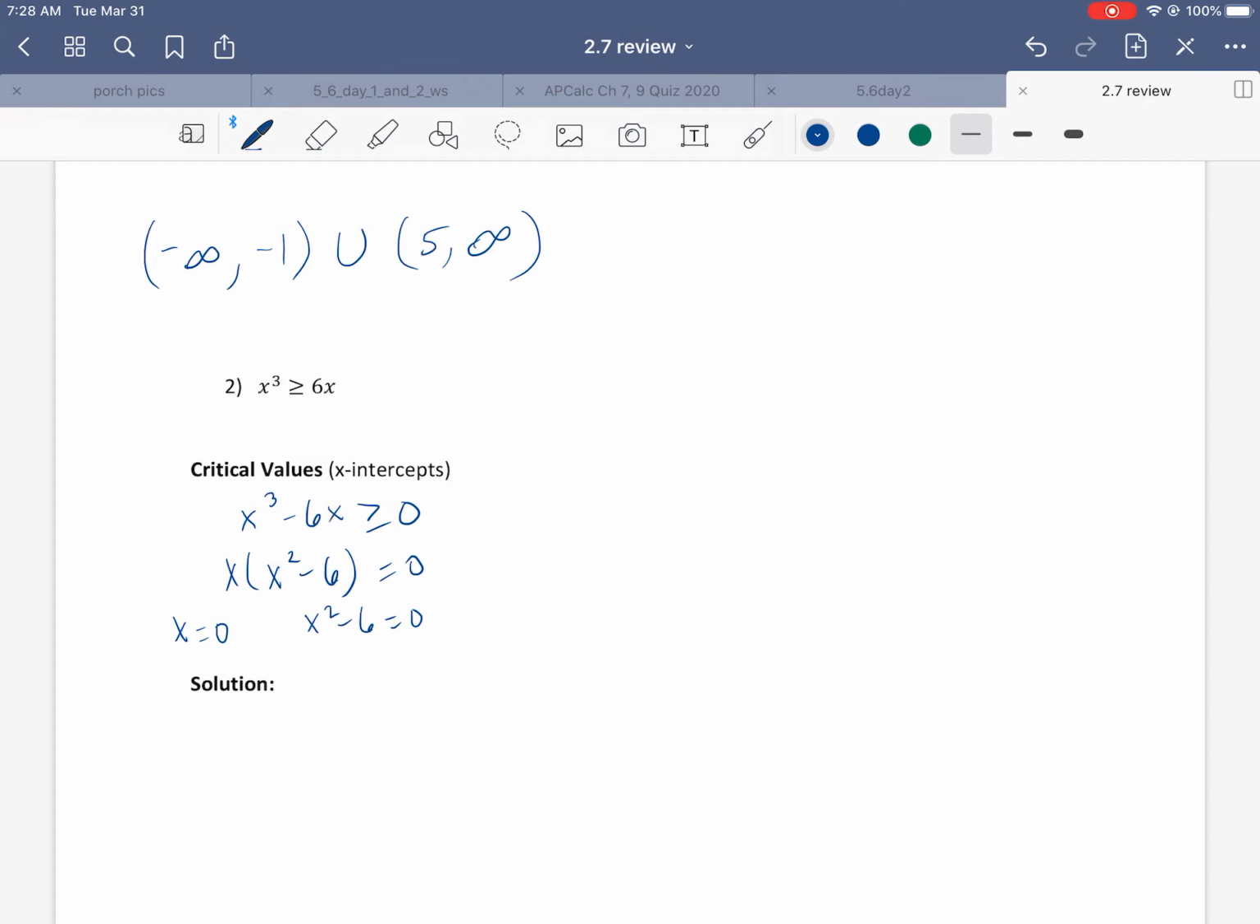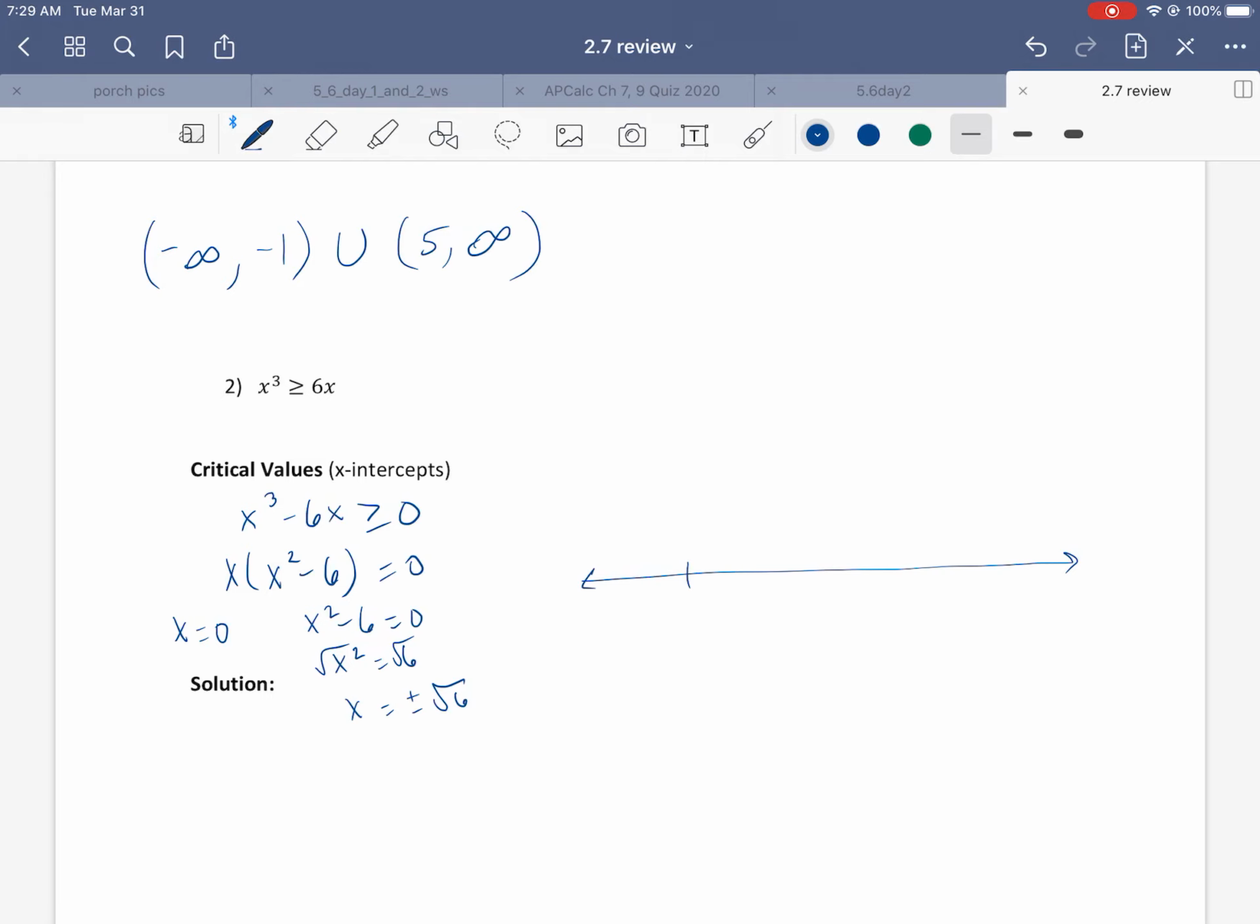Don't forget about x equaling 0, and then x squared minus 6 equals 0. I can't factor x squared minus 6, but I can solve using a square root. When you use your square root, use plus and minus. Okay, so now I have 1, 2, 3 solutions. Just like my graph showed, I have 3 x-intercepts.